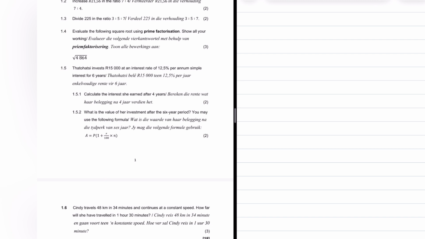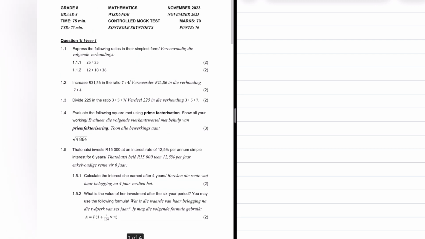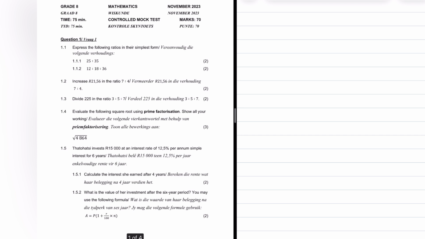All right, 1.1.2 now. So when you look at 1.1.2, 1.1.2's ratio reads as follows. That is 12 to 18 to 36.